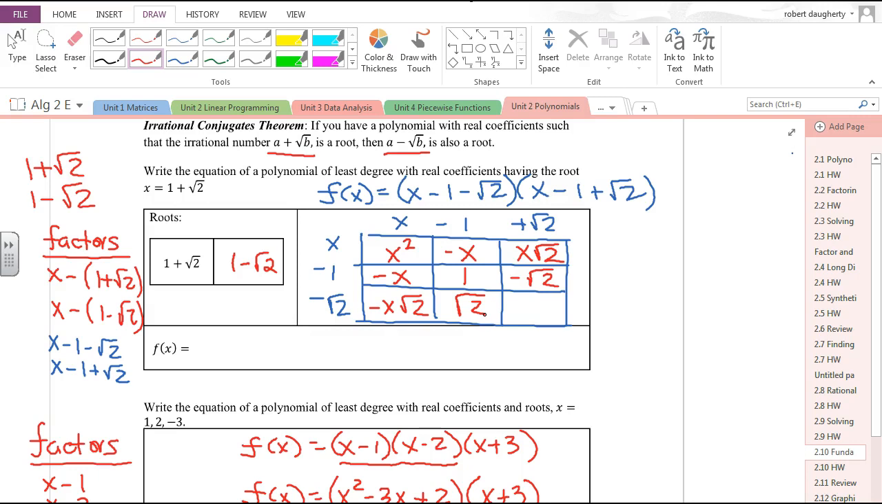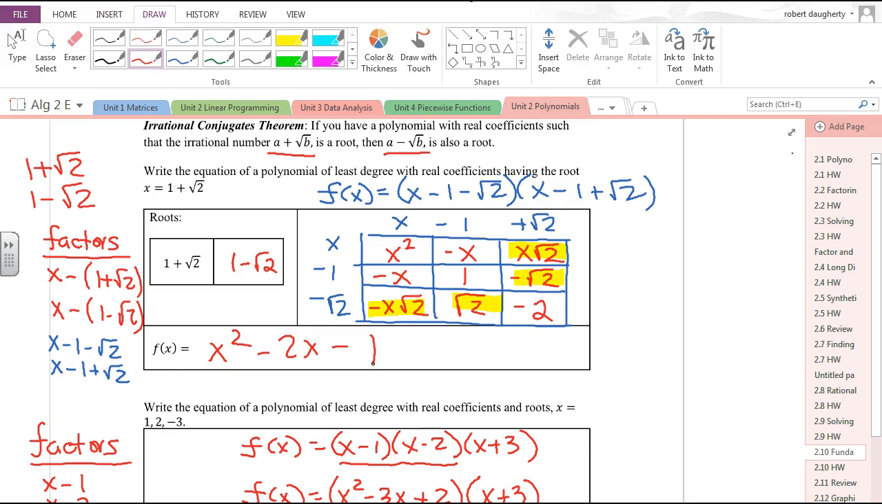What's square root of 2 times square root of 2? 2. What's with a negative in front of it? It's negative 2. Okay. So this polynomial is x squared, what? Minus 2x. And then what happens to this? Cancels with this, and what's 1 minus 2? Negative 1. So x squared minus 2x minus 1, that's a polynomial that has the roots 1 plus root 2 and 1 minus root 2.